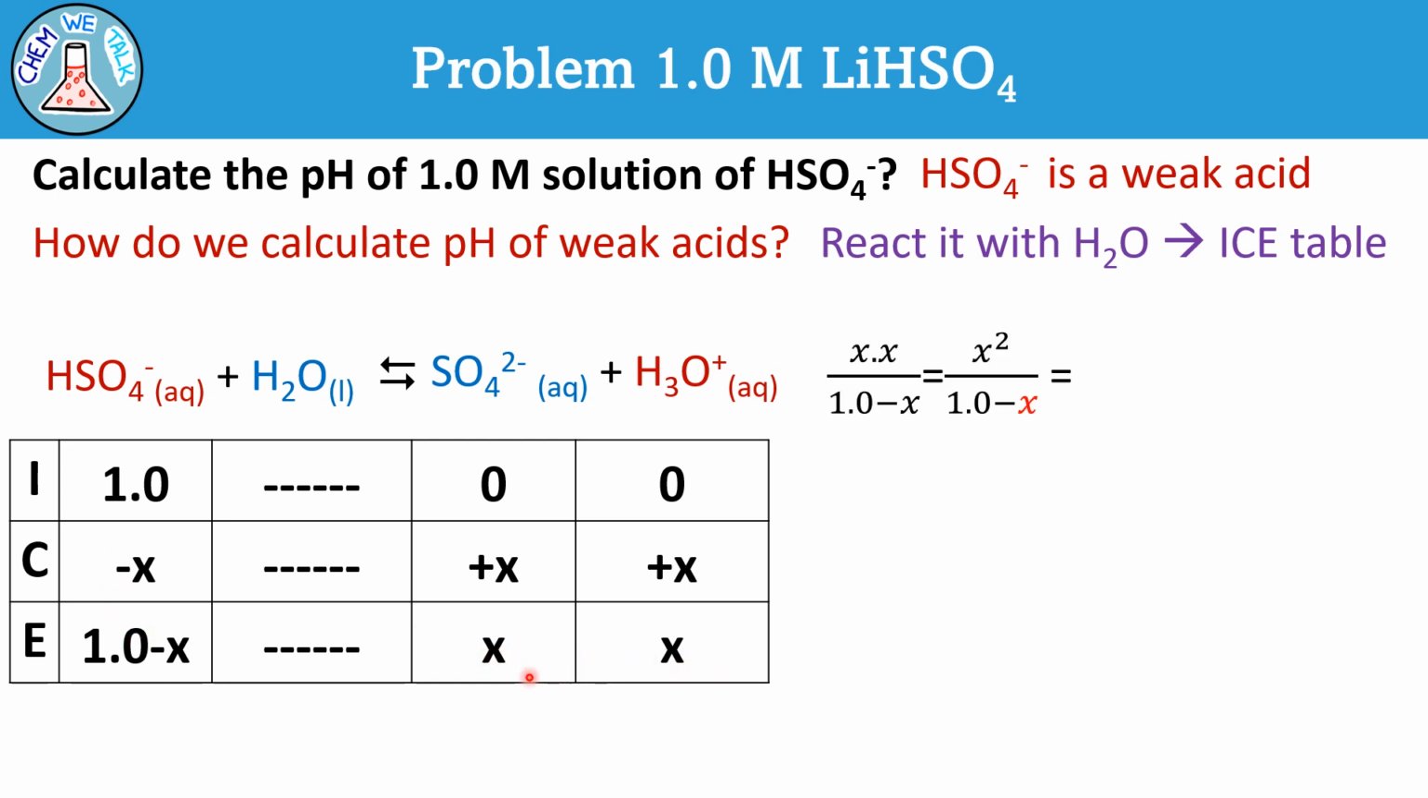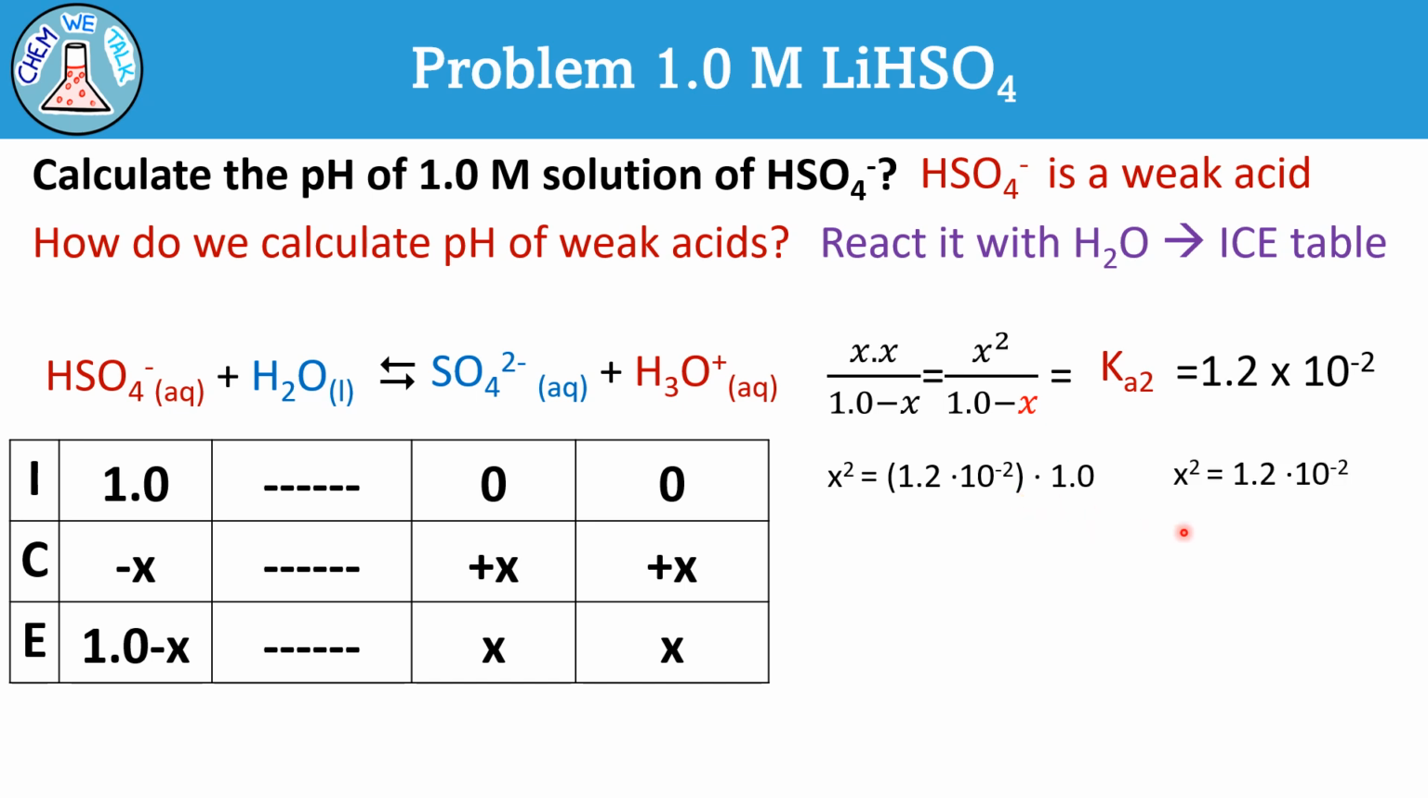Once you do your products over reactants, you're going to get x times x divided by 1 minus x. That's basically x squared over 1 minus x, and that is going to be equal to your Ka2 that we just saw was 1.2 times 10 to the -2. Okay, so first thing, I'm going to keep making the assumption that this x is going to be so small that we don't need to care about it. So I'm just going to get x squared equals, if I multiply everything here by 1, 1.2 times 10 to the -2 times 1.